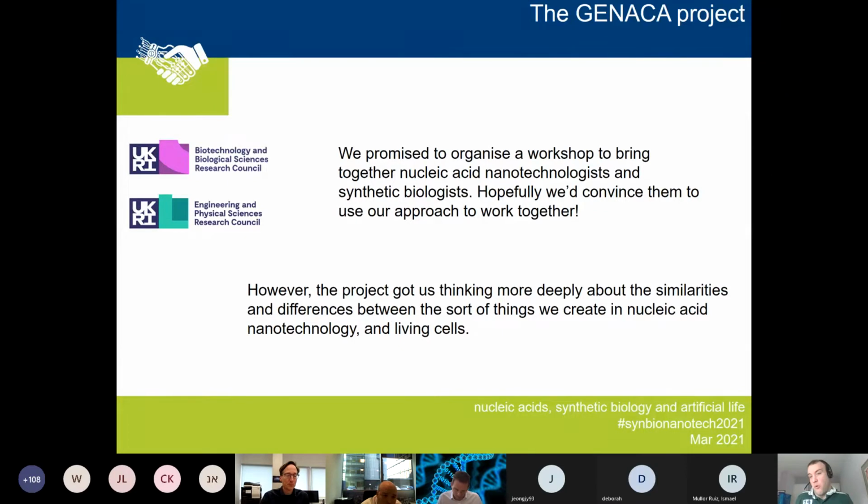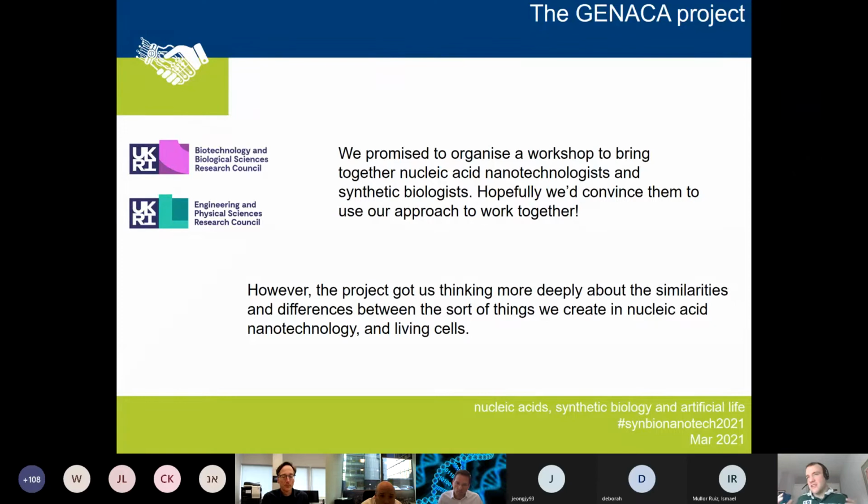And so that's why we started to organize the workshop, which originally was going to be in person, but of course now is remote. However, the project actually got us thinking a bit more deeply about the similarities and differences between the sort of things that occur in nature and get used in synthetic biology and the sort of things that we create typically in nucleic acid nanotechnology.